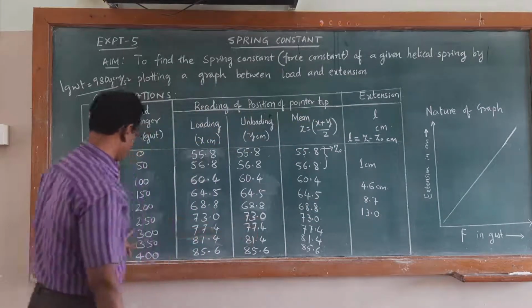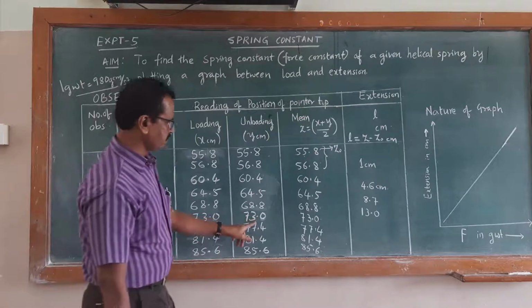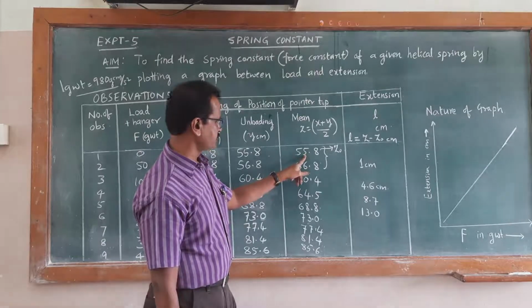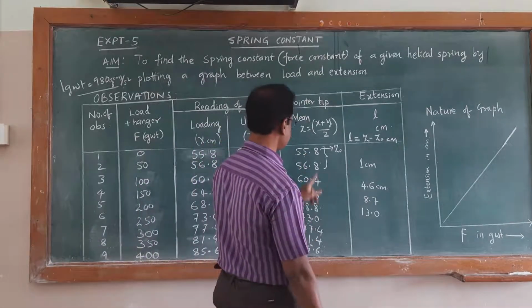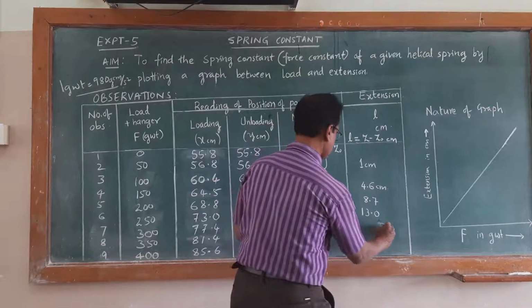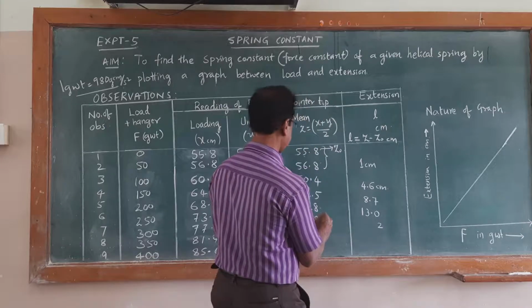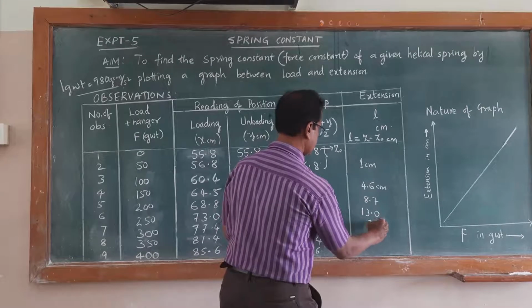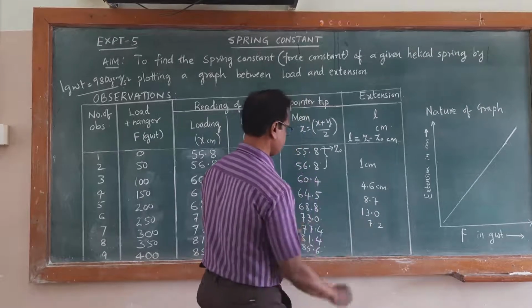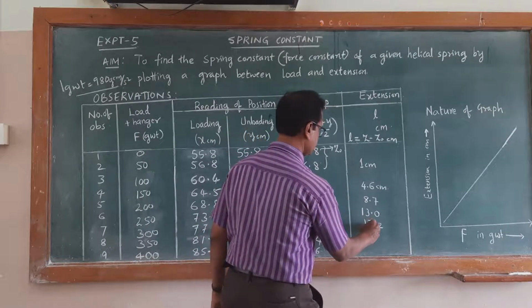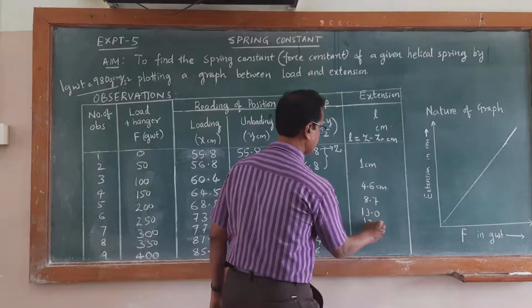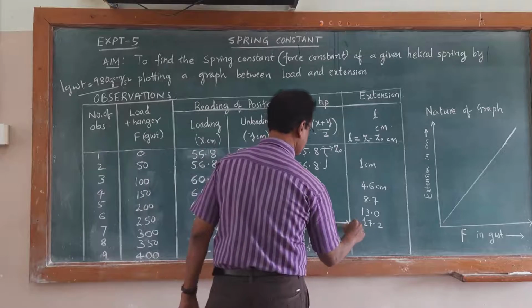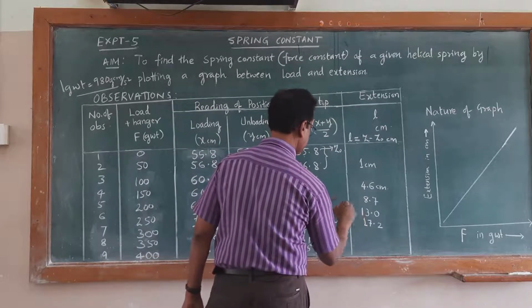Now for 250 gram, 73 minus 55.8. 0 minus 8, 10 minus 8 is 2. Right? Next, 13 minus 6 is 7. Carry 1. 7 minus 6 is 1. So it is 17.2. So you can just put the arrow mark so that there will be no confusion.